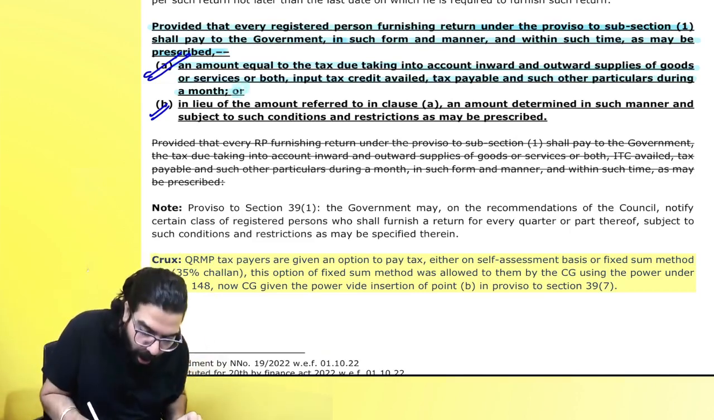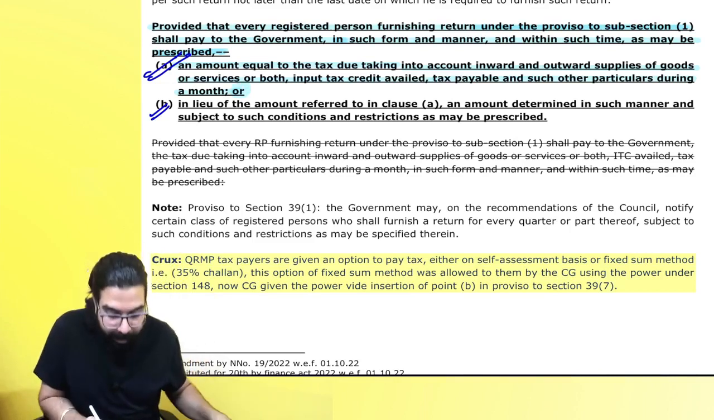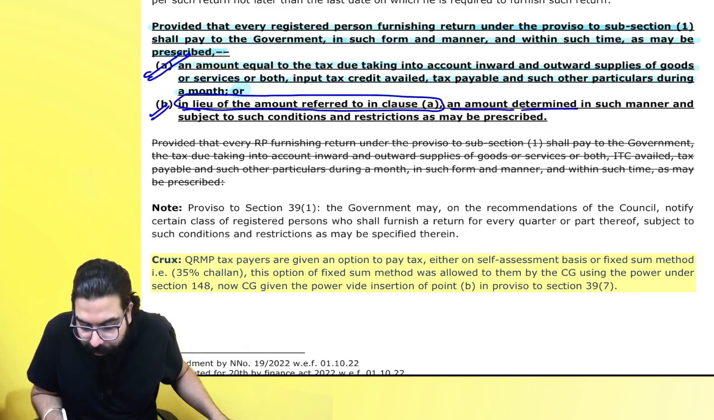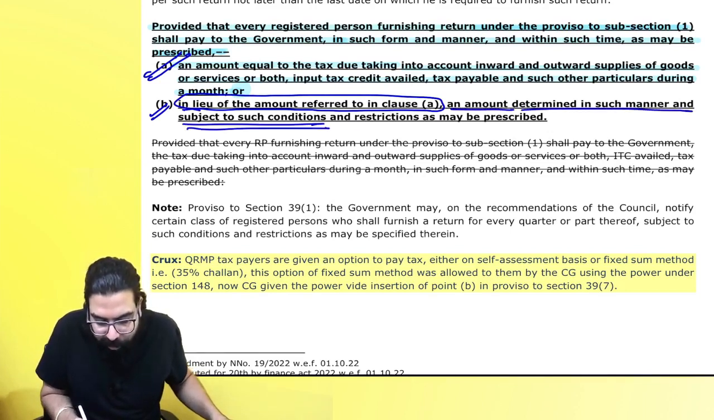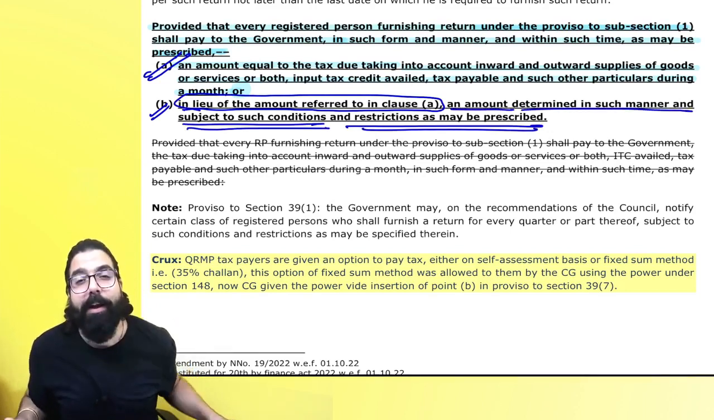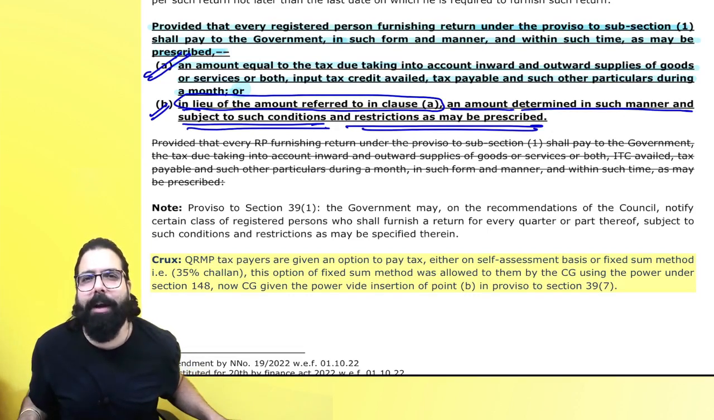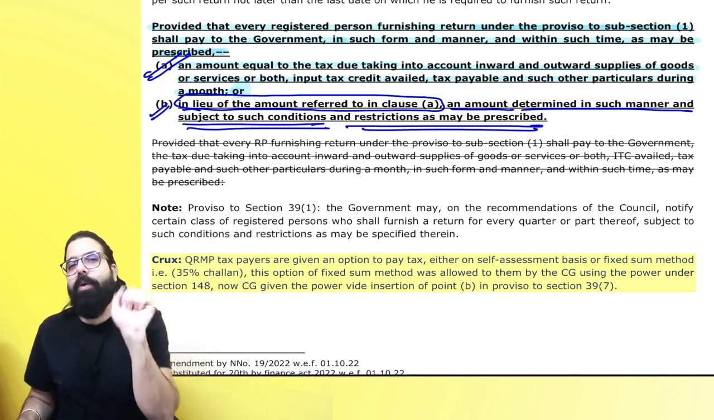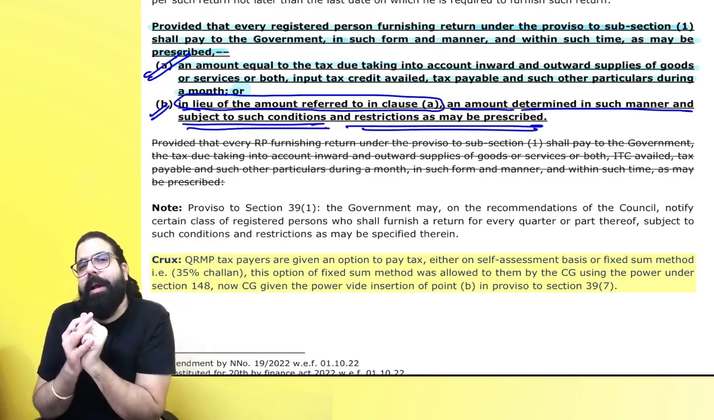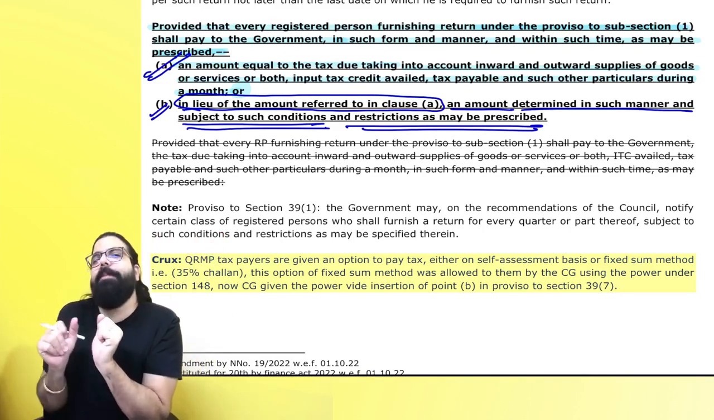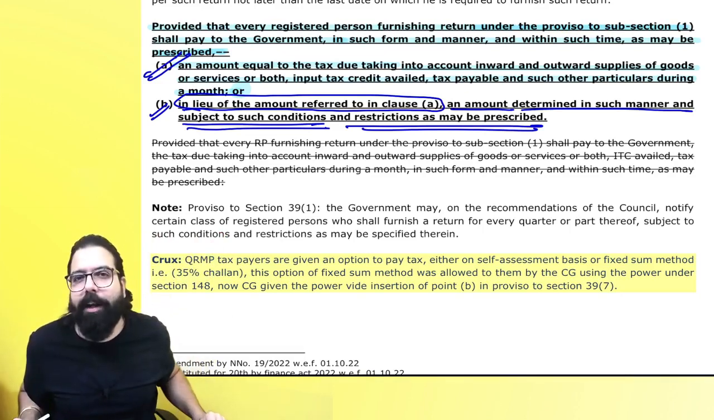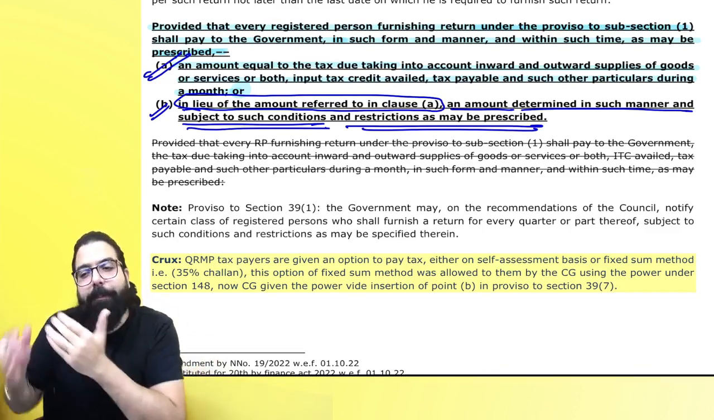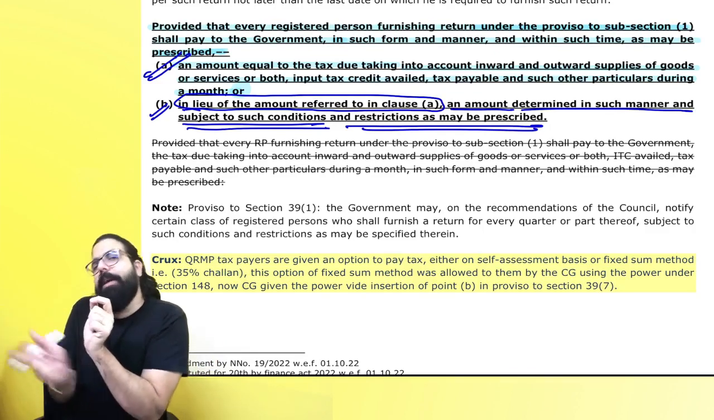And they are telling us, or the government can say, in lieu of the amount referred to in clause A, an amount determined in such manner and subject to such conditions as may be prescribed. Do you remember QRMP people, quarterly return, monthly payment people? They don't take output tax, input tax, and pay the remaining amount. They pay 35% of the previous quarter's payment, or for the previous month, 100% of what was paid. That is paid by QRMP people, correct? Do you remember, everyone? QRMP people pay 35% of the previous quarter or 100% of the previous month.